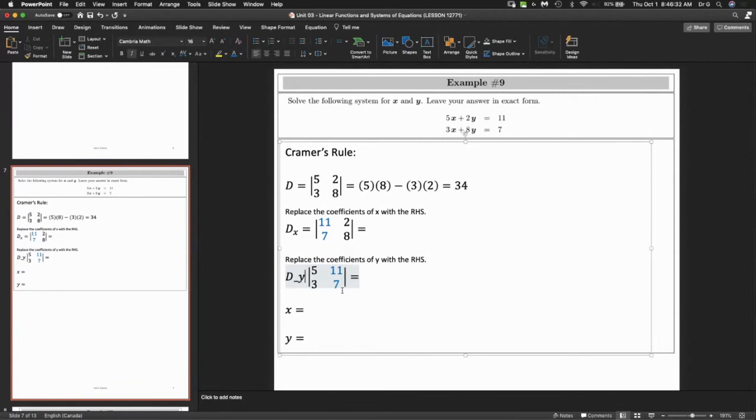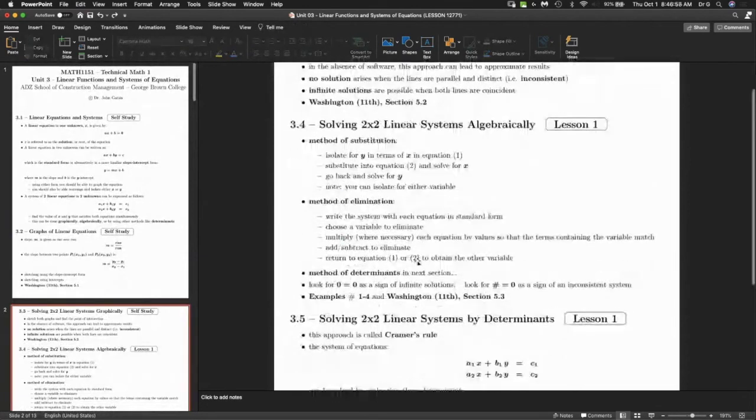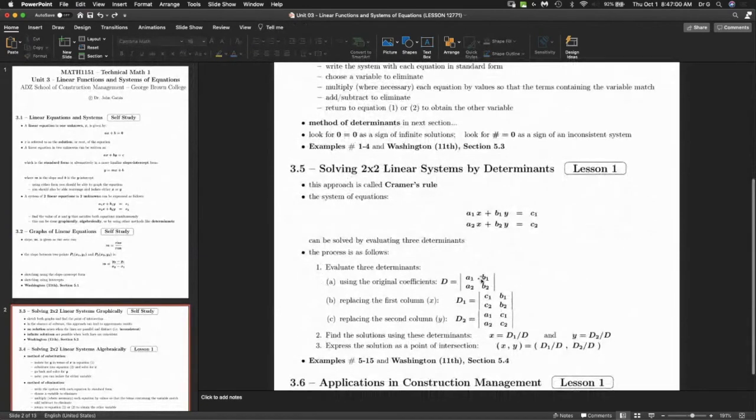Anyway, we're going to call this dy. So why would I call it dx? Do you think that's a natural name for it, dx? Because I'm replacing the coefficient of x. And then dy with replacing the coefficients of y. It's a very natural thing to call it. In the textbook, they call them D1 and D2, okay? So for that reason, if you go to page 2 of my notes here, you'll see that I have the algorithm right there.